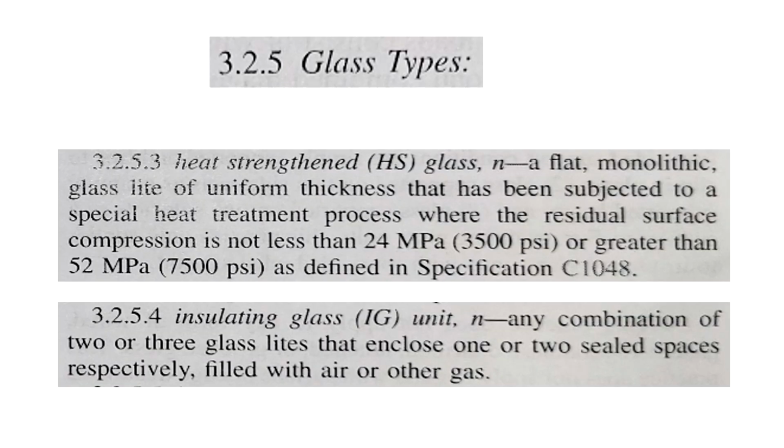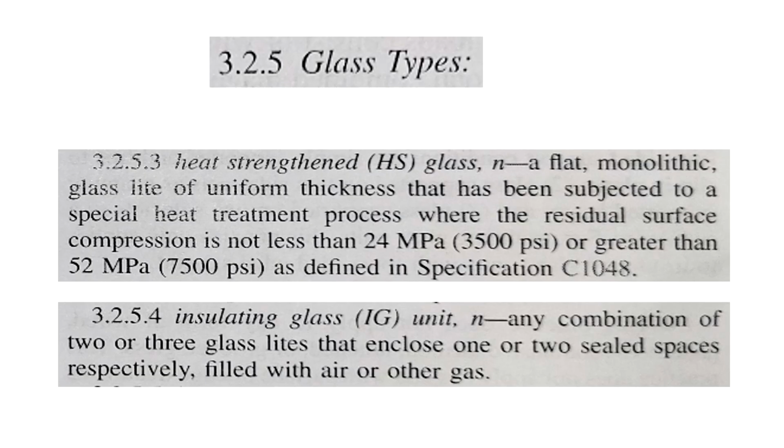All right, heat strengthened glass, 3253. A flat monolithic glass of uniform thickness that has been subjected to a special heat treatment process where the residual surface compression is not less than 3,500 psi or greater than 7,500 psi, as defined in specification C1048.